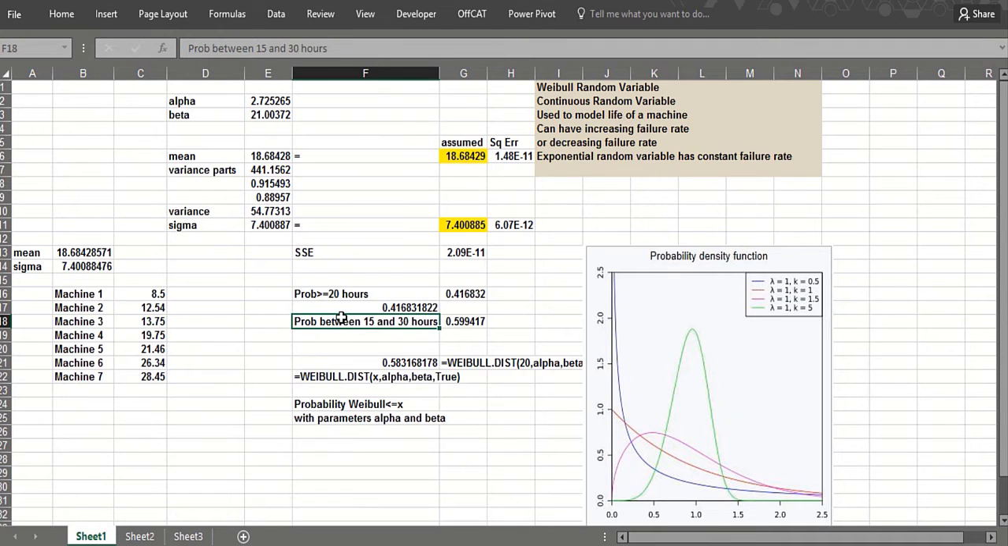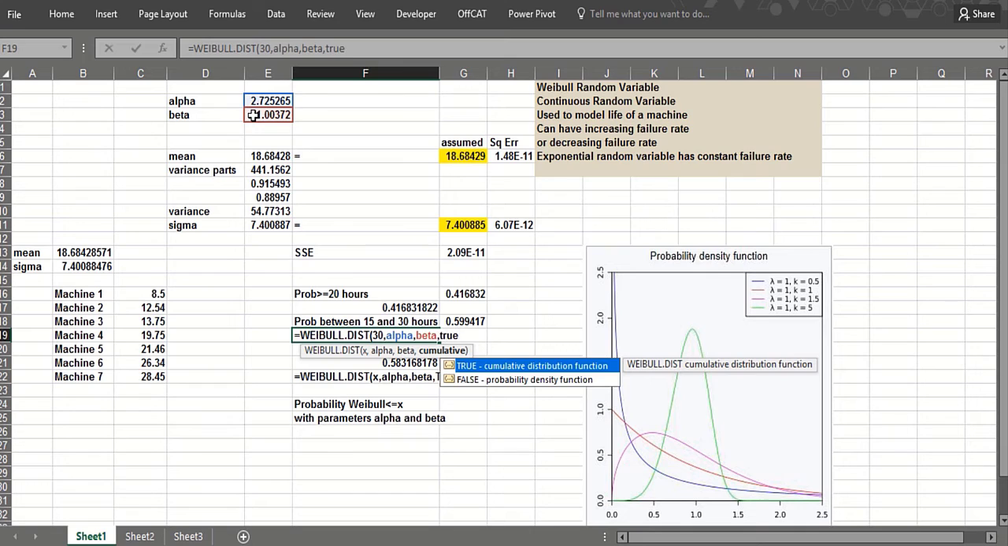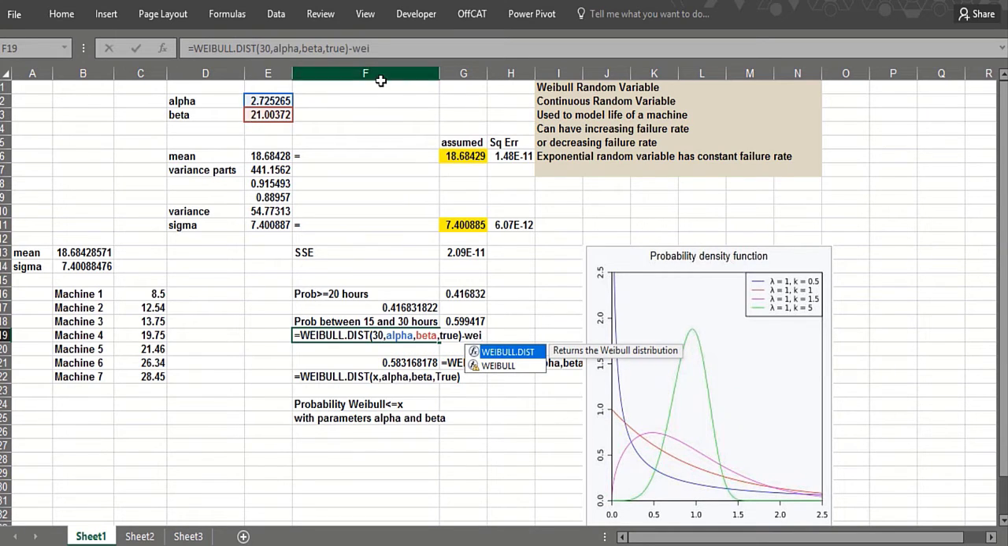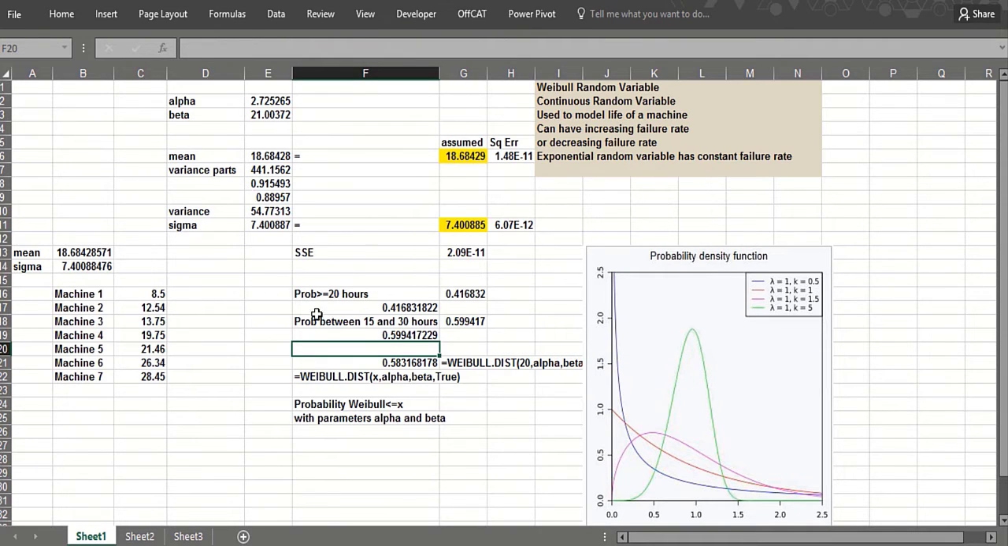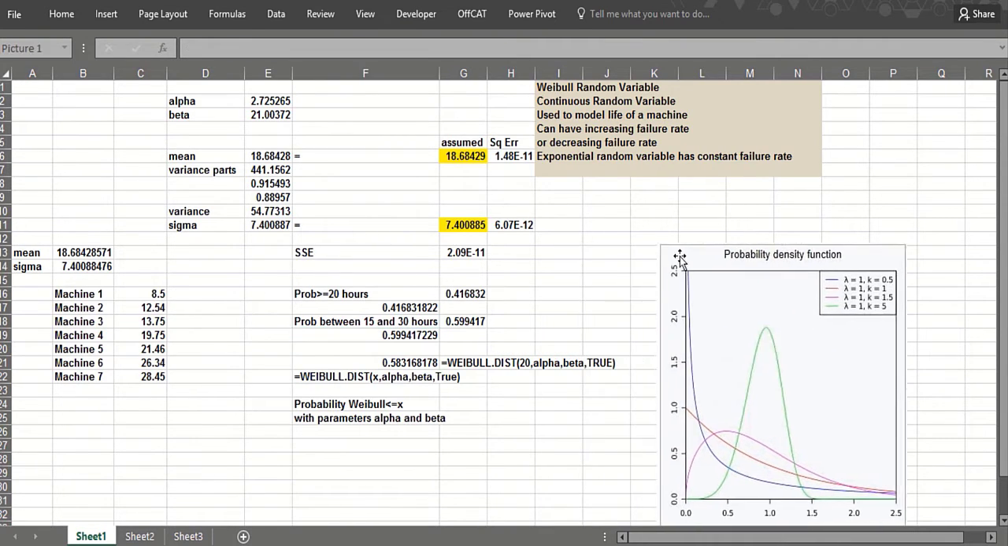The chance it would last between 15 and 30 hours, that's a little harder. Take the chance it'll last less than or equal to 30 hours, and take away the chance it'll last less than or equal to 15 hours. And we get about 60% there.